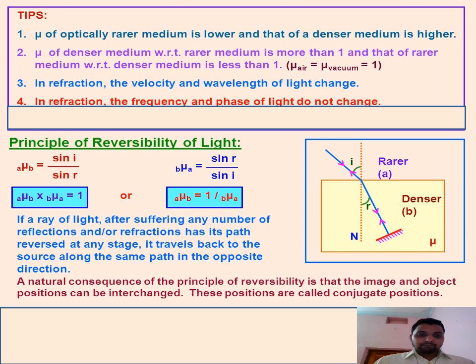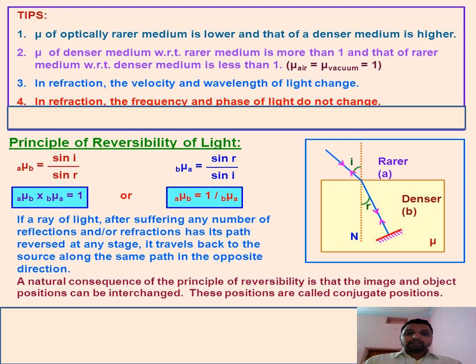When the ray of light suffers reflection, its path will reverse. It will come back in the same path but in the opposite direction. This phenomenon, a natural consequence of reversibility, is seen when the positions of image and object are interchanged. So this is the principle of reversibility.